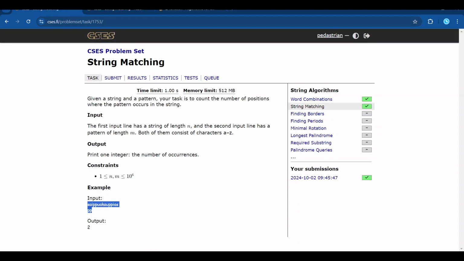So the problem is quite straightforward, and the time complexity of this is order of n plus m.